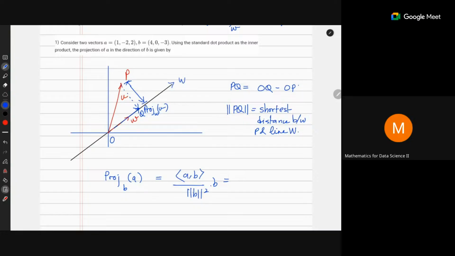A dot B, can anyone tell me what is A dot B? A is this, B is this, and it is a dot product, so it is direct. 4 minus 6, it is minus 2. Divided by what is the norm of B? It is 5. 25. Okay. And B is 4, 0, minus 3, and that's your answer.